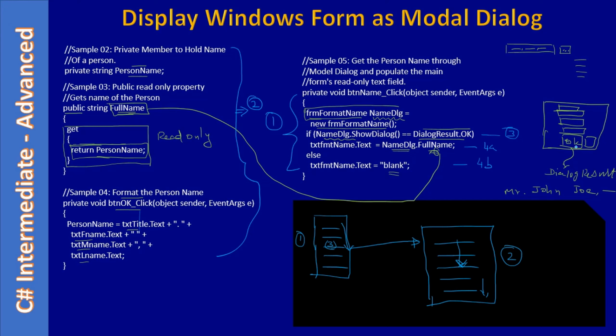Once the user clicks OK or Cancel, the dialog will get closed and ShowDialog will return, and we will return to the next piece of code and execute either 4A or 4B. So you see, control comes here, ShowDialog, the dialog is shown, and control won't go to the next statement. The user will fill the form and click OK or Cancel. The dialog will return back, then the remaining code will get executed.